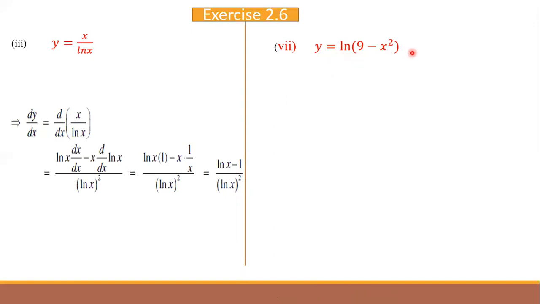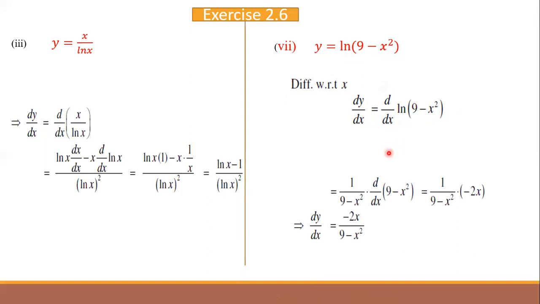Y is equal to natural log of 9 minus x square. Differentiate with respect to x: dy by dx is equal to d by dx of natural log of 9 minus x square. Applying differentiation on both sides, the derivative of natural log of x is 1 over x, and then the derivative of the inside function. Here x is 9 minus x square, and the derivative of 9 minus x square is 0 minus 2x. So minus 2x into 1 is minus 2x over 9 minus x square, which is the value of dy by dx.